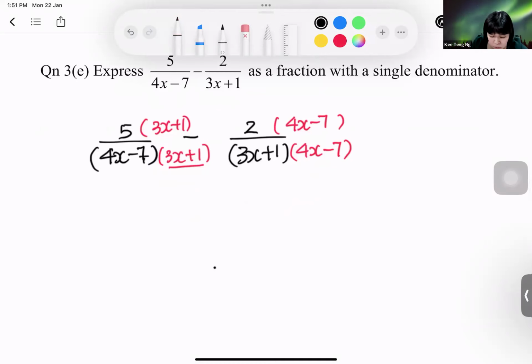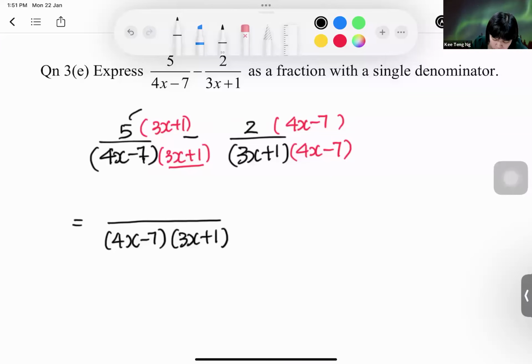Do not cross multiply. Some of you like to do cross multiplication. You cross multiply only when there's an equal sign. Now we keep the denominators the same as one denominator. Do not expand the denominator. But now I'm going to expand my numerator. 5 times 3x will give you 15x. 5 times 1 will be a plus 5. This is minus, I'm still going to write the subtraction sign.